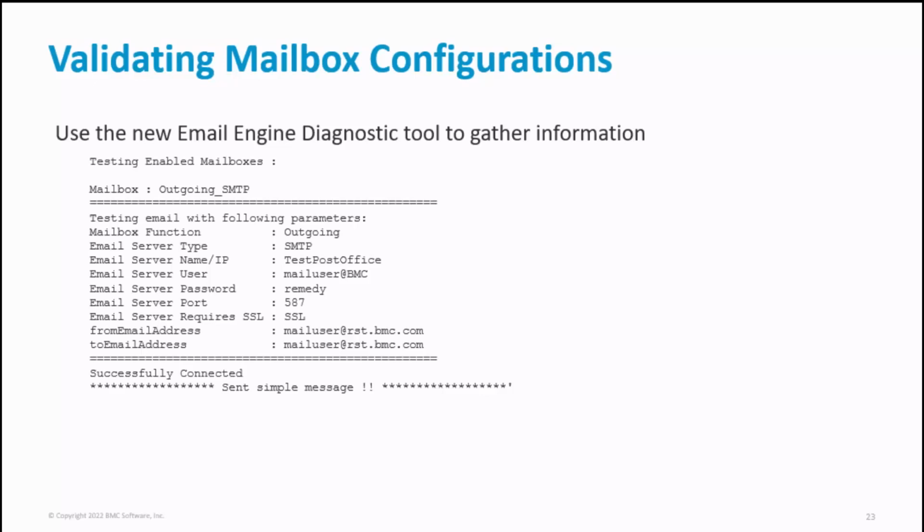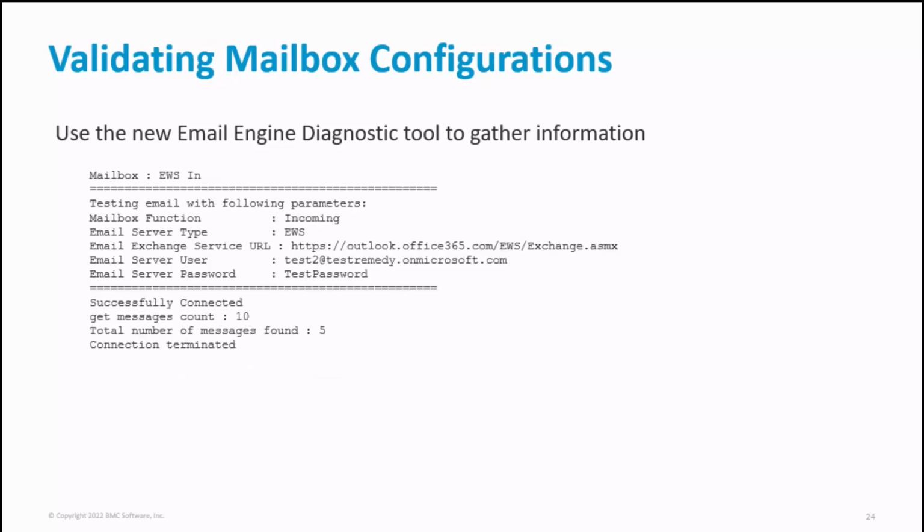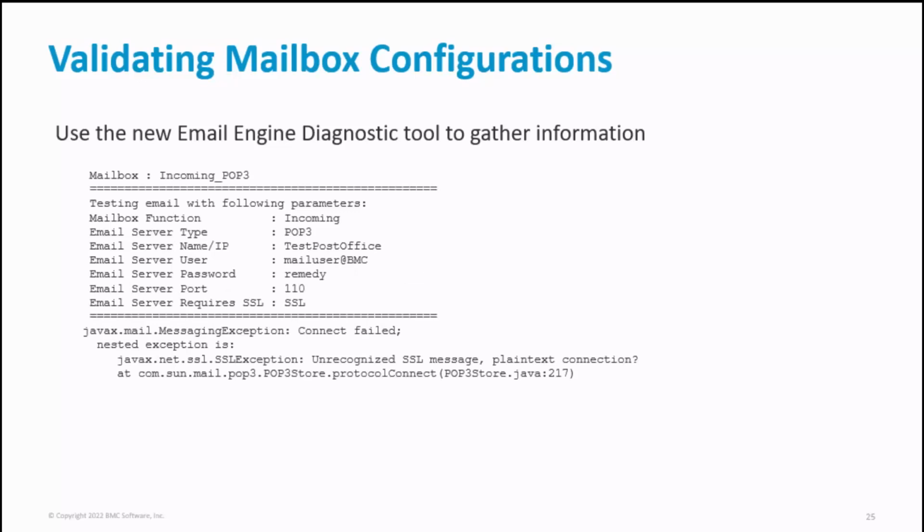Now let's look at what an incoming mailbox looks like. This is what the testutil.log shows for an incoming mailbox, this time using EWS for the protocol. It shows the information that it used, it shows that it successfully connected, and as proof that it actually logged in, it shows that it was able to retrieve the number of messages waiting in the inbox. If there was any error connecting, you'll get a useful error message.